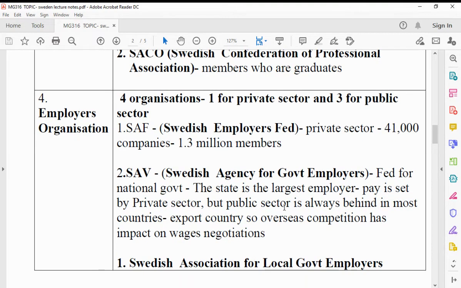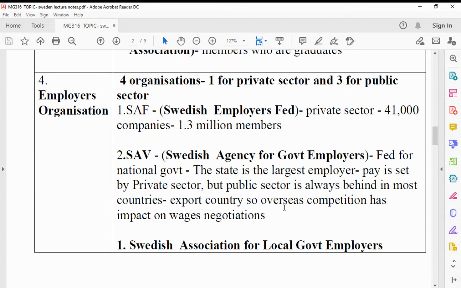Moving on to employers and their associations. Just like the unions, there are a number of employer association umbrella bodies. There is one for the private sector, and there are three for the public sector. So the first one is Swedish Employers Federation, which is for the private sector. The acronym is SAF. SAF again comes from the Swedish names. 41,000 companies are affiliated with the SAF with 1.3 million members.